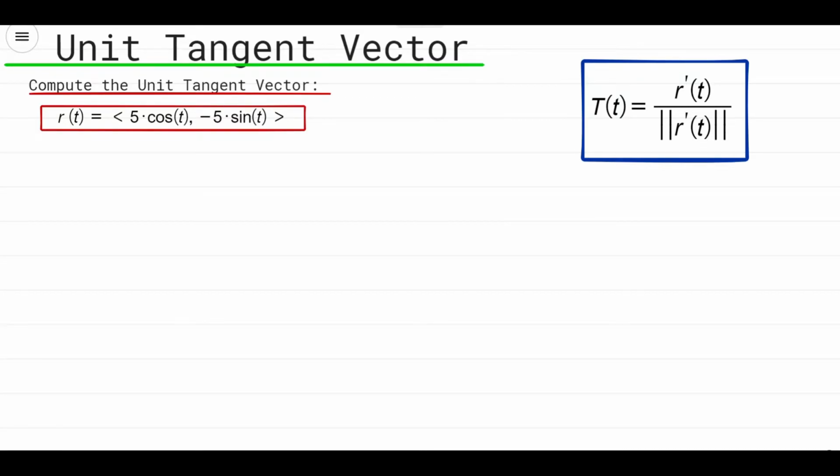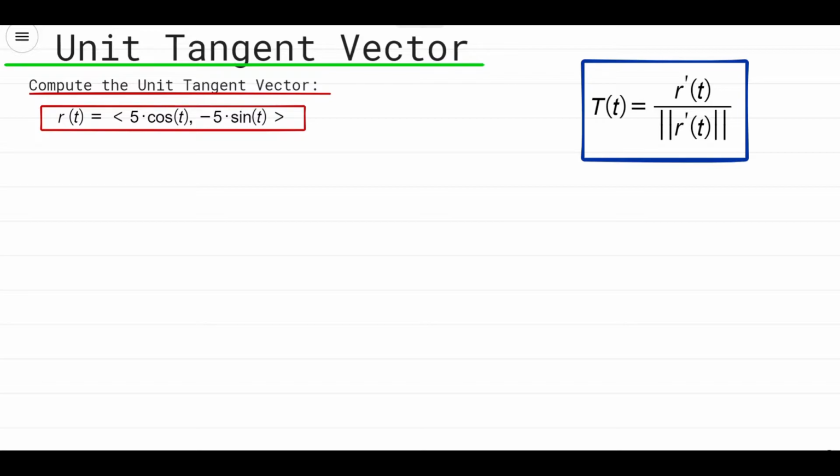Hello guys, in this video we're going to talk about how to find the unit tangent vector given a position vector. We have a formula for the unit tangent vector, which is r prime of t divided by the magnitude of r prime of t. So the first thing we're going to do is compute the unit tangent vector.